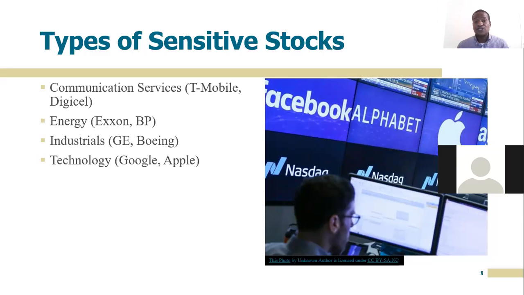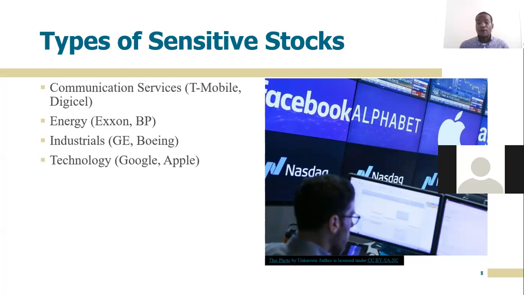Then you have technology, Google and Apple, right? During this time, we saw them take off, especially Apple and so forth. We saw them go up during a period where the cyclical stocks tumbled. So they're not cyclical.